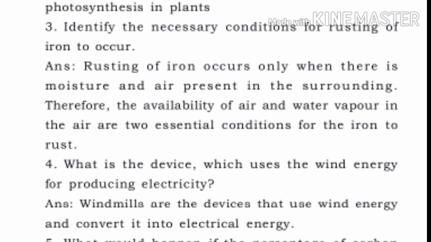Fourth question, what is the device which uses the wind energy for producing electricity? Answer, windmills are the device that use wind energy and convert it into electrical energy.